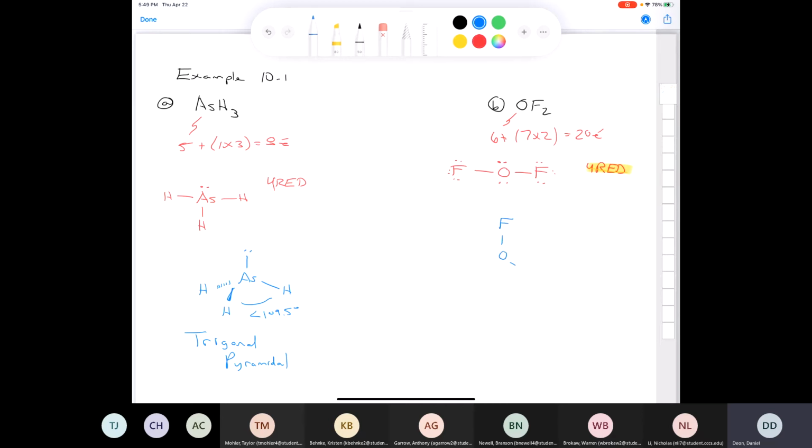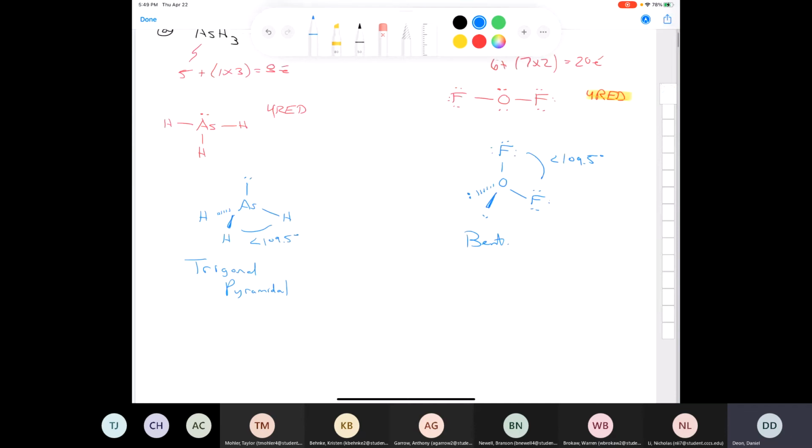So I'm going to put my fluorines like this, like that, and then I'll have a lone pair going in the back like this, and then I'll have another lone pair coming out front like this. Now my molecular geometry is bent, right? And this bond angle here is going to be less than 109.5 degrees. And that's the kind of rationale that we want to take.